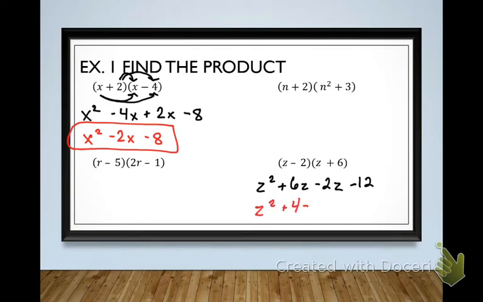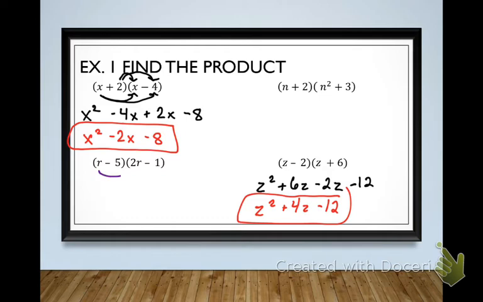Positive 4z minus 12. Anybody get that right? Anybody maybe just miss one part of that? Just one little... Okay, so let's make those corrections. All right, now let's look at the r problem when I'm multiplying my r's.